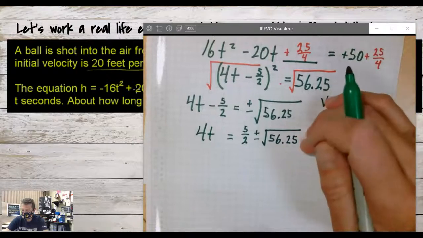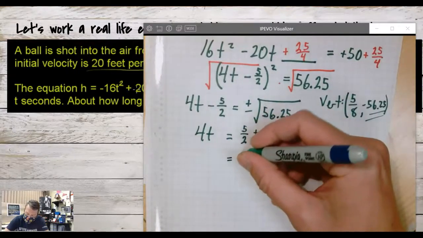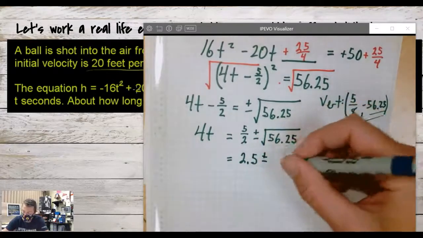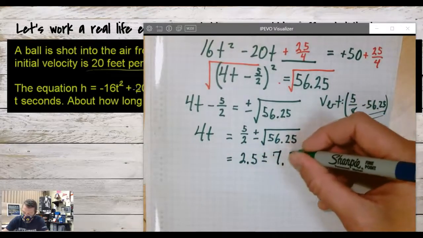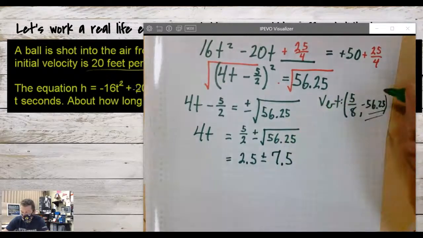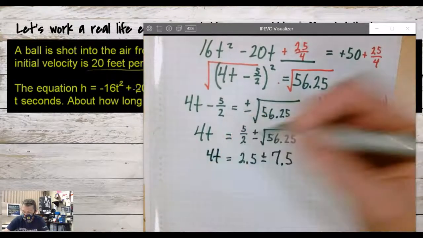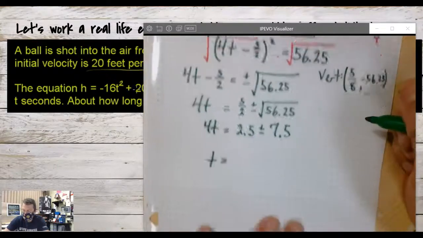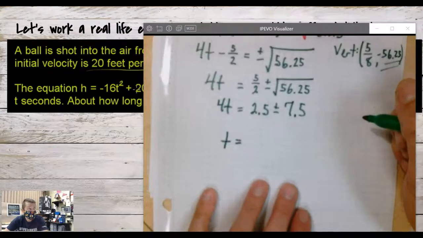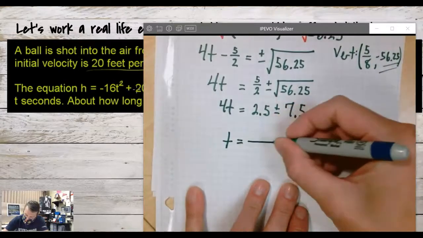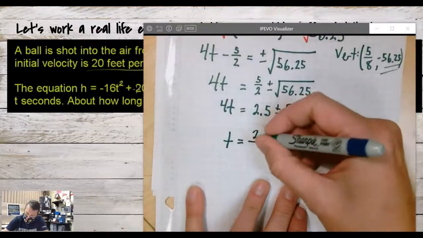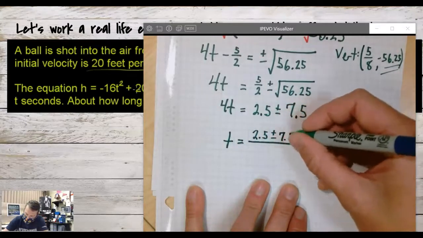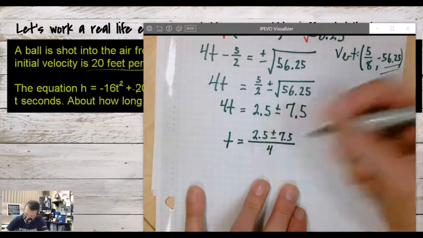So the square root of this is actually not bad. So 2.5 plus or minus, you said it's what? And that's still equal to 4t though. So t would be equal to, set up a big old division, 2.5 plus or minus 7.5 divided by 4.